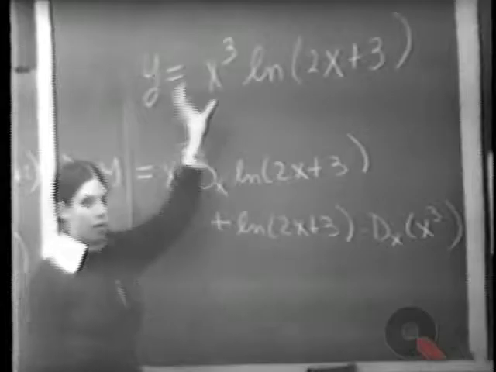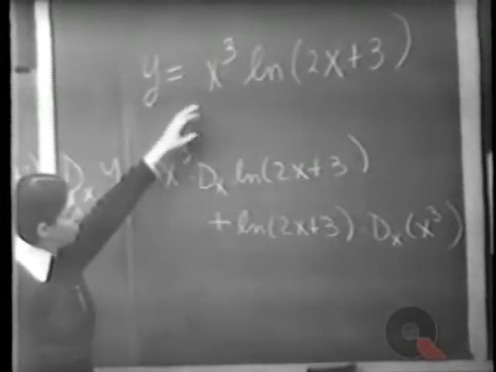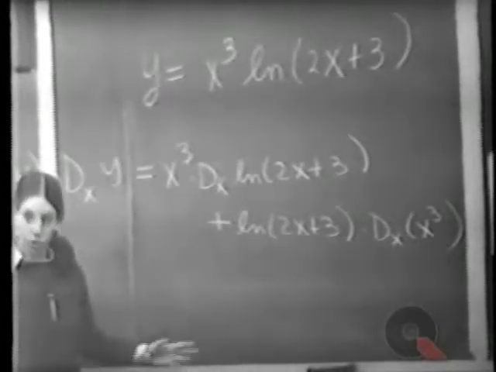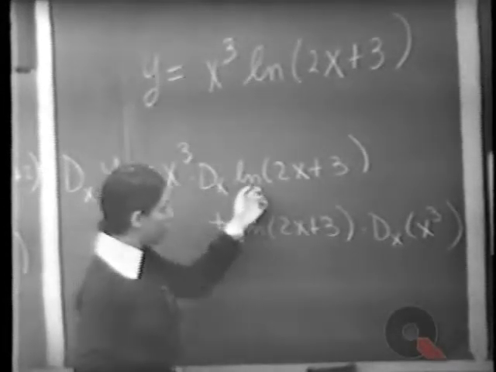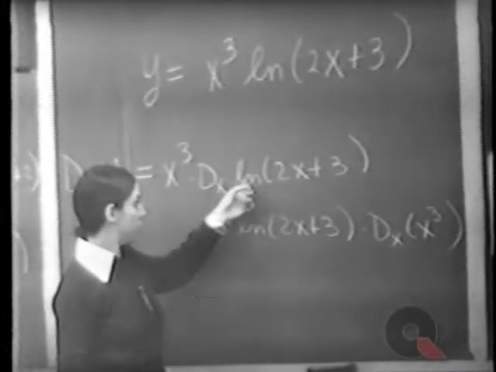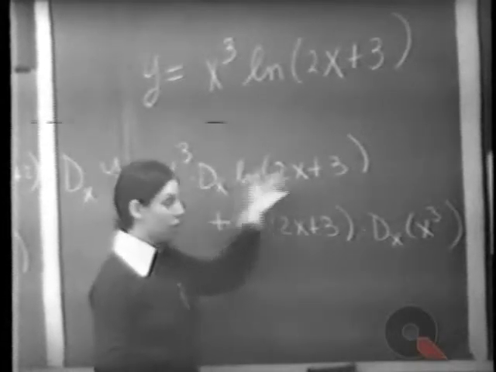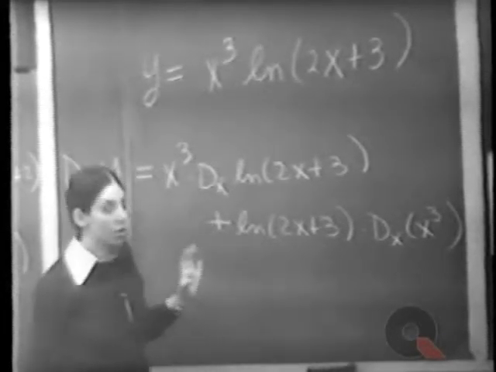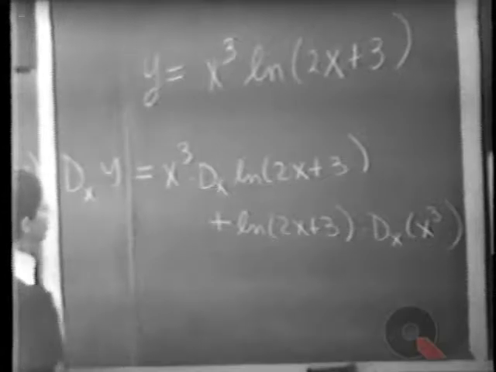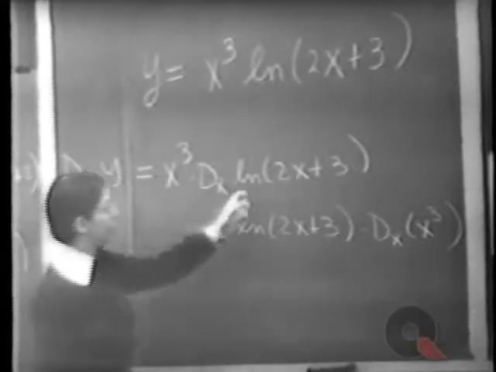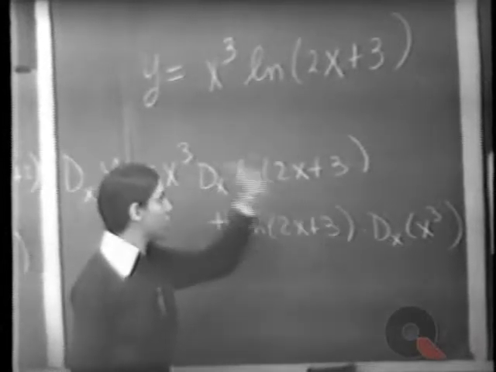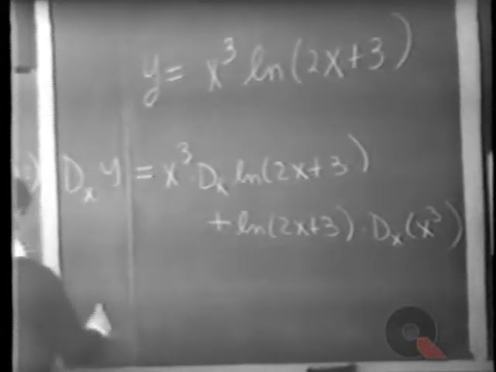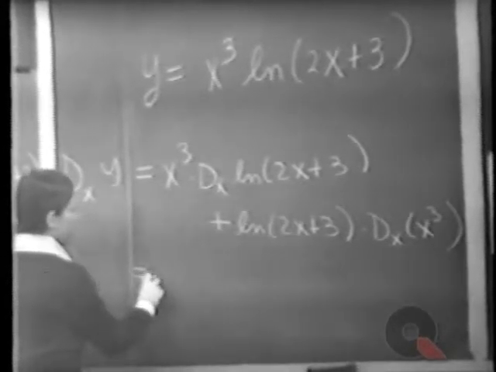As I said, this is a product. You have to differentiate this by the product rule, which you learned last term. On the way, we're going to need the formula that we have just had for the natural log of a function of x. But first and foremost, this is a product. It's going to be x cubed times the derivative of the natural log of 2x plus 3, plus the natural log of 2x plus 3 times the derivative of x cubed. Okay, so we'll get x cubed now.